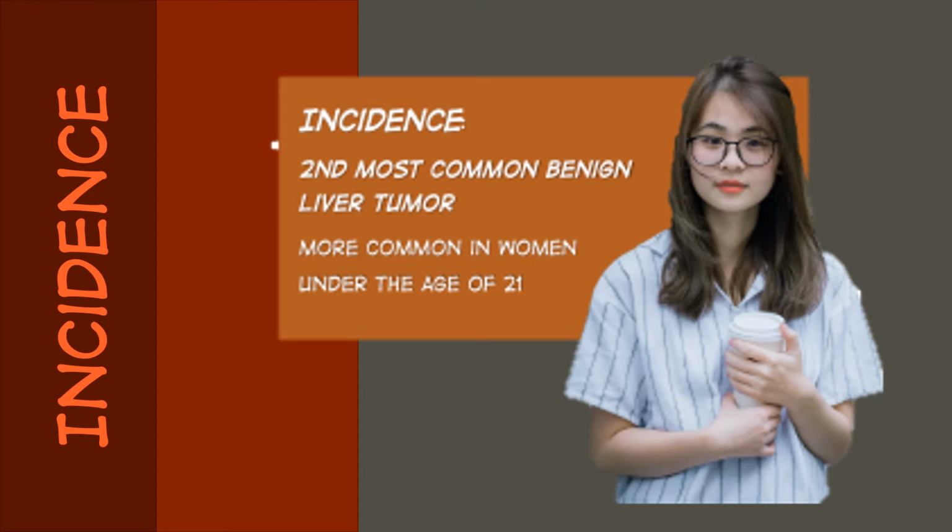Now if we check the incidence rate of FNH, it actually is the second most common benign liver tumor. So that's secondary to hemangiomas in the liver. And this isn't really a pediatric pathology, nor is it really a geriatric pathology, but rather more of a young adult pathology. And what we're going to see is that it's going to affect females more than males, and they're going to be around the age of 21.